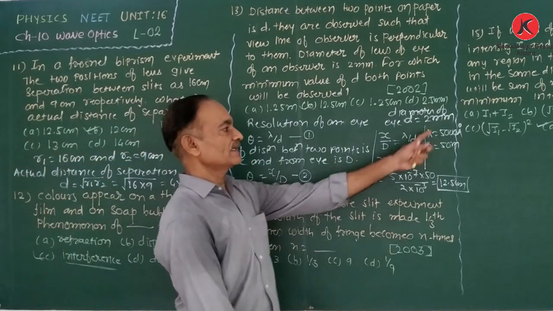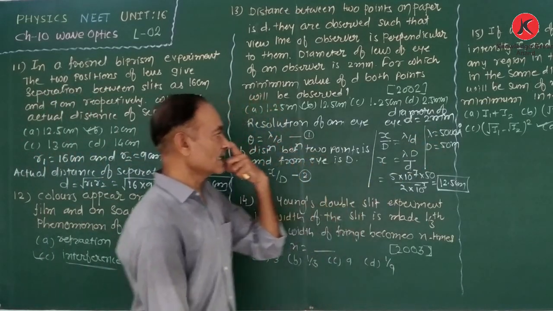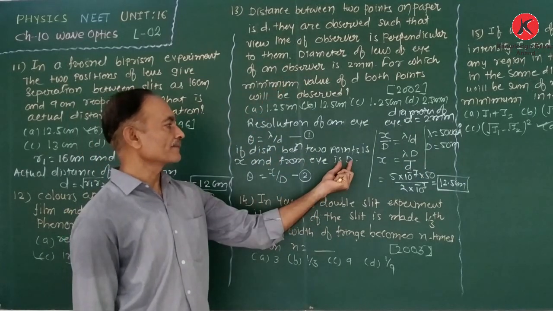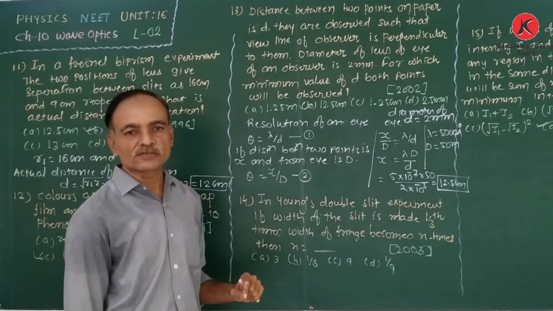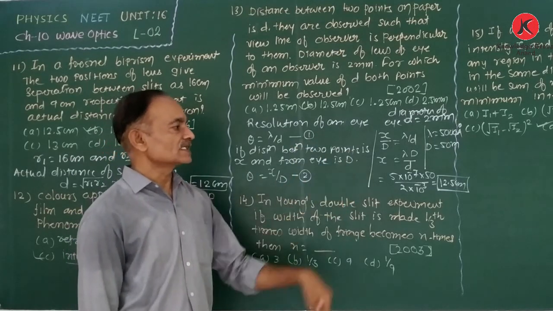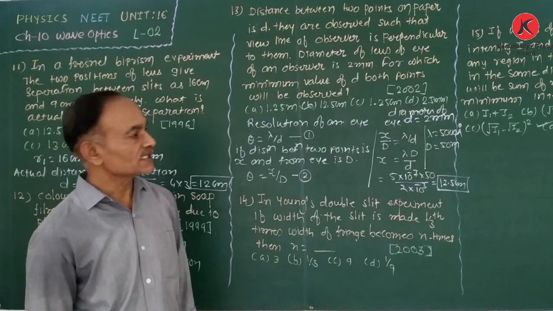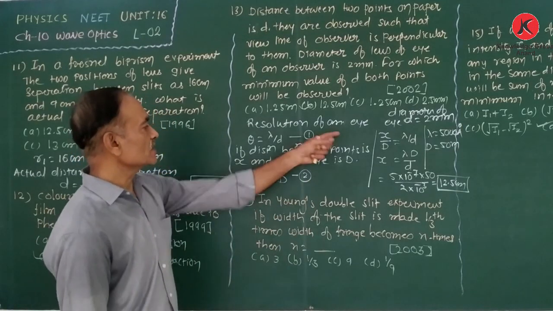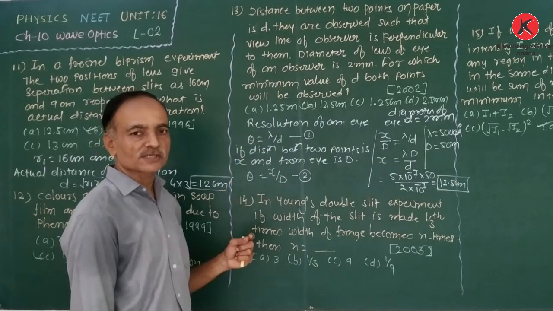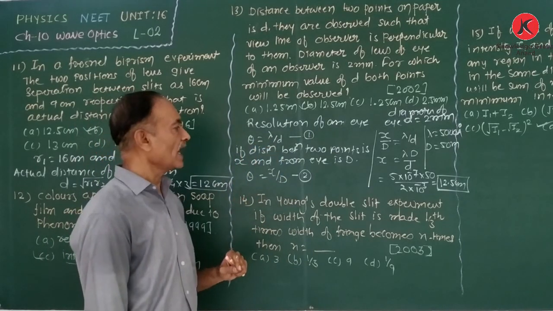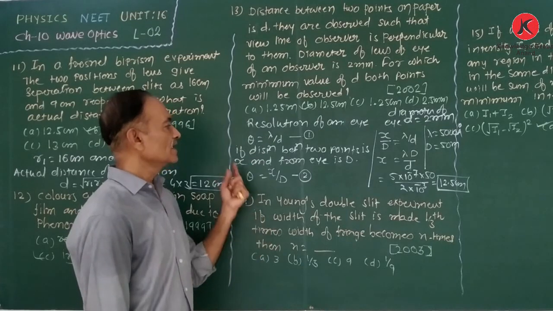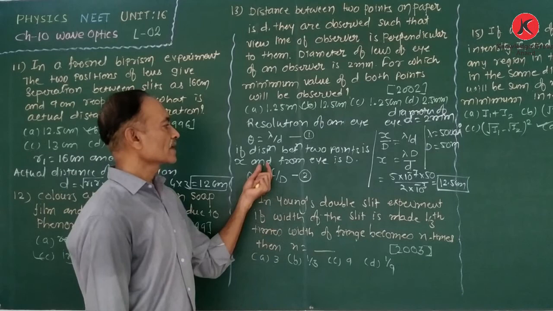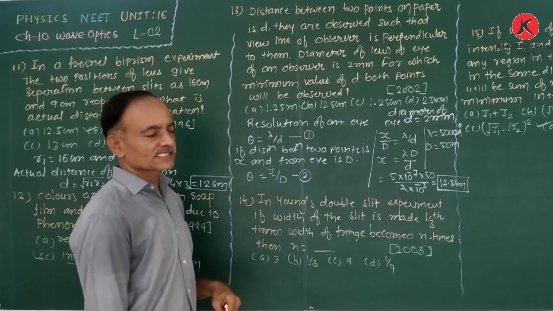Now keep in mind that here the wavelength and the distance of these two points from the eye, capital D, are not given, and the wavelength of the light used is not given. So consider these values to obtain the answer, which is 12.5 centimeter. Again, the resolution of the eye theta is equal to lambda upon small d. d is the diameter of the eye, lambda is the wavelength used. If the distance between the two points is x and the distance from the eye is capital D.